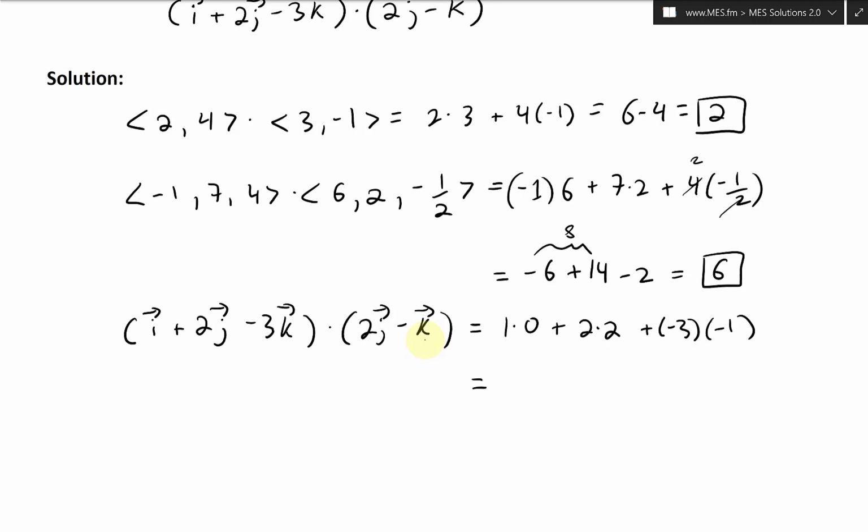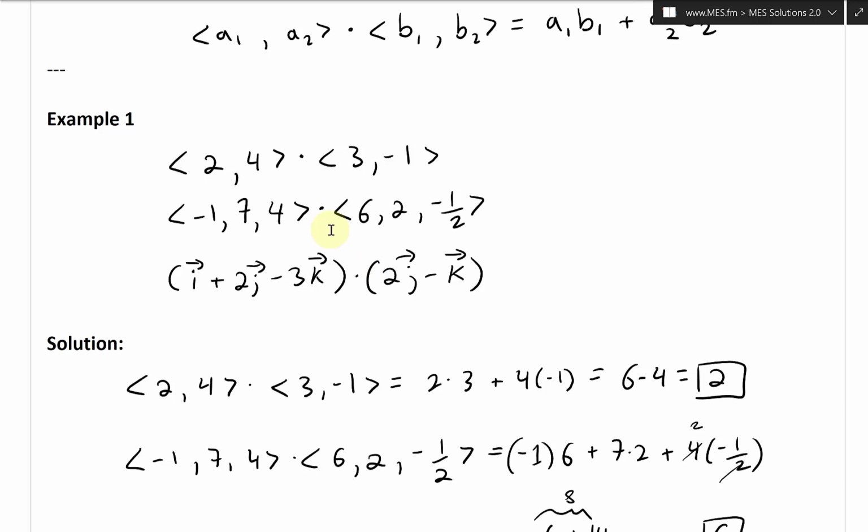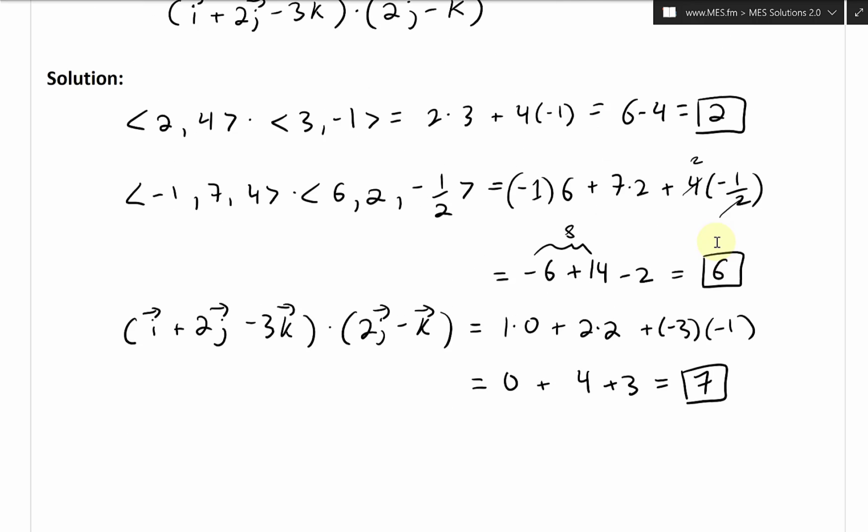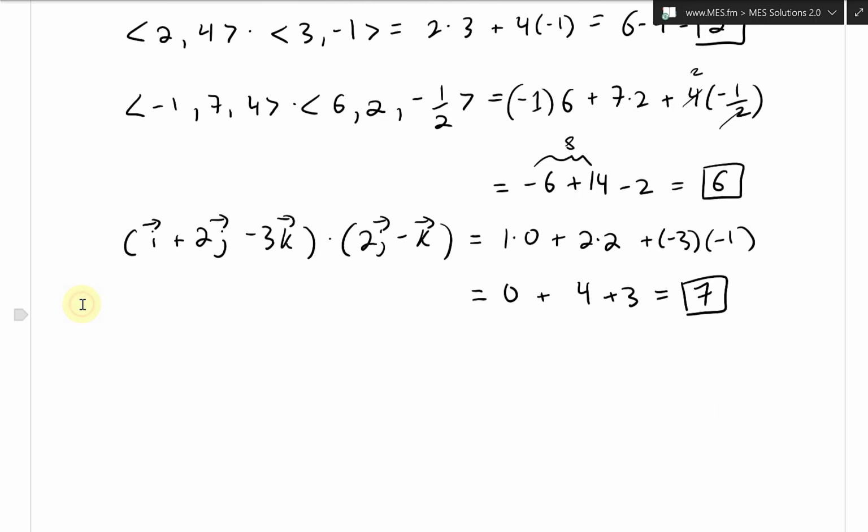So this equals, well, this is going to be 0, plus the next one's going to be 4, 2 times 2 is 4. Then the next one's going to be 2 negatives becomes positive, plus 3. So in other words, this equals 7. So there's the dot products for all 3 of these. All these vector multiplications or dot products give us scalar numbers, just real numbers.